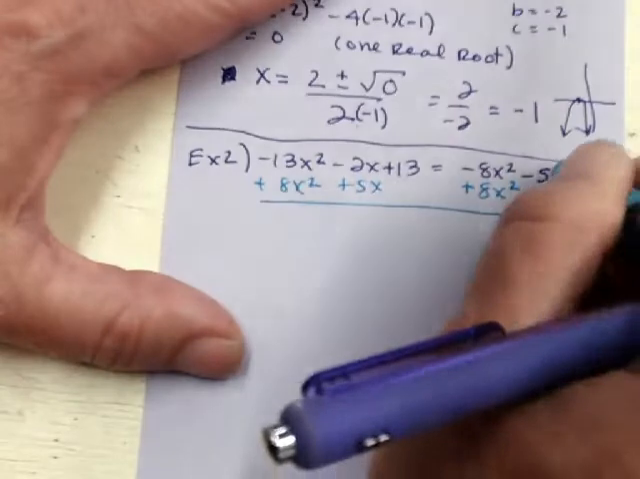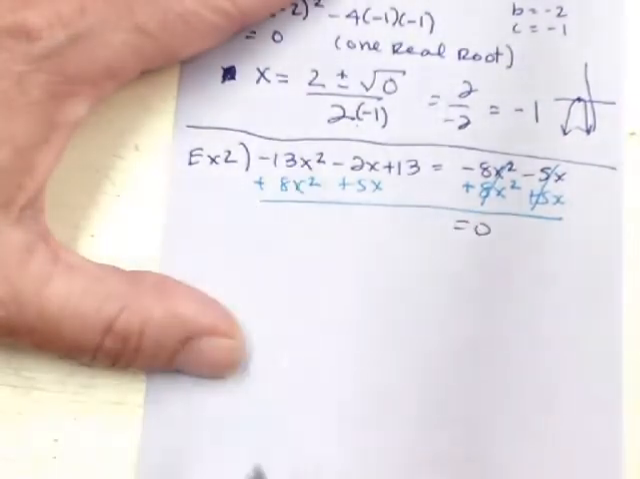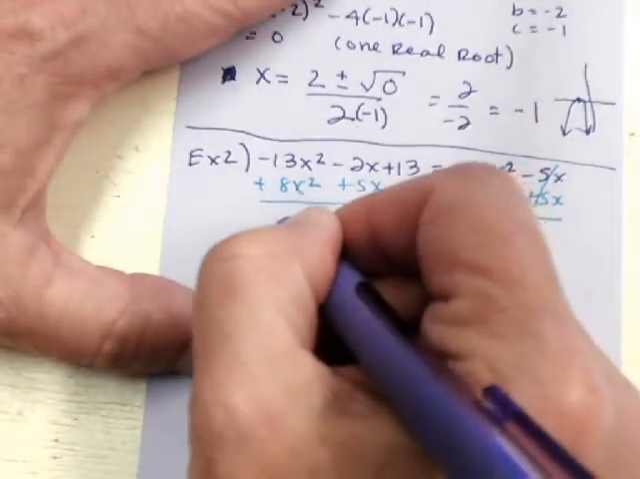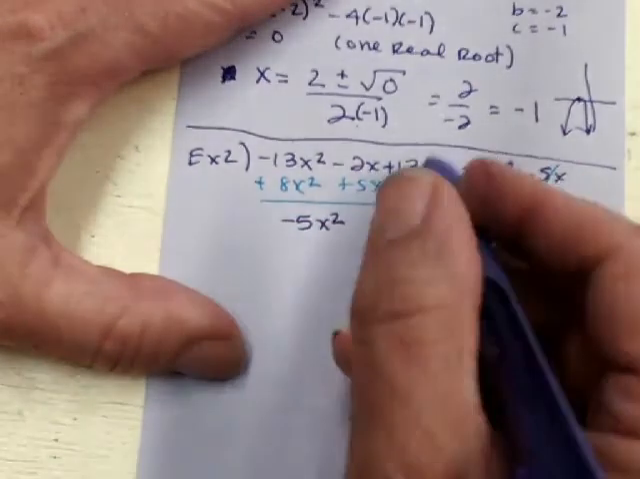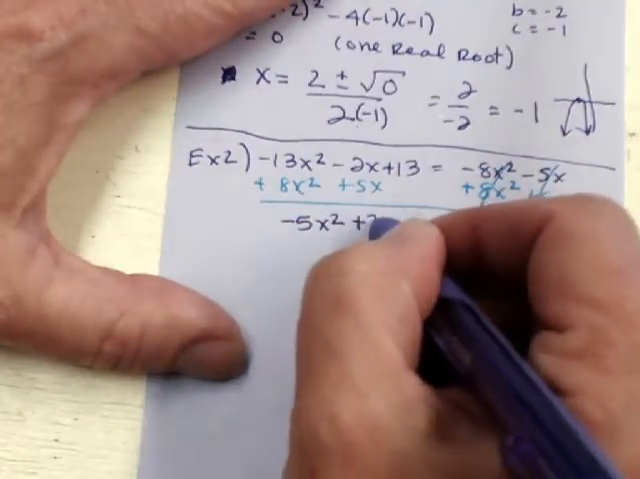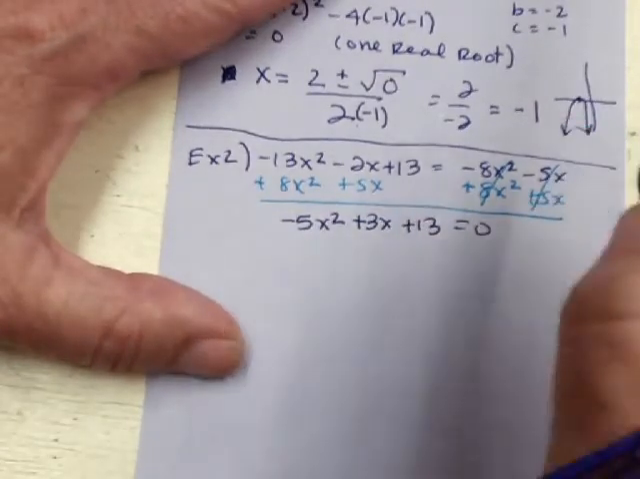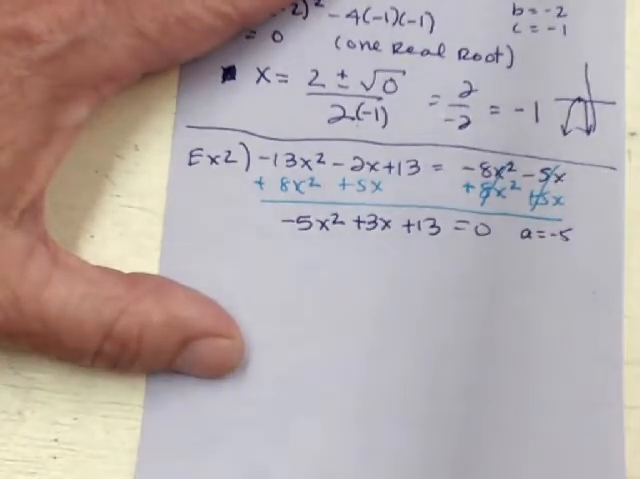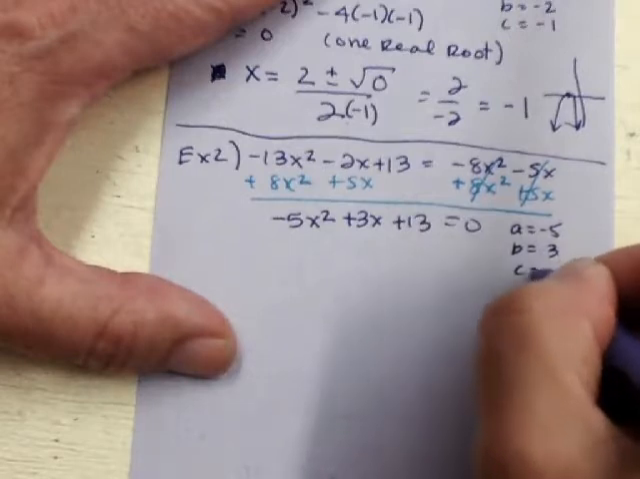So this side gives me 0. Negative 13x squared plus 8x squared is going to give me a negative 5x squared. Negative 2x plus 5x is going to give me a positive 3x, plus 13. So these are my variables. A is negative 5, B is 3, C is 13. These are my coefficients.